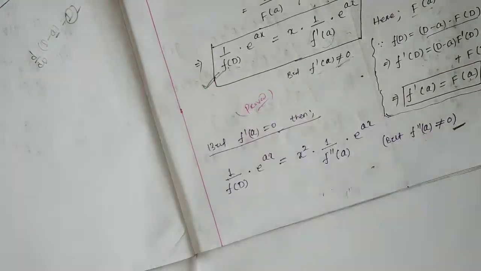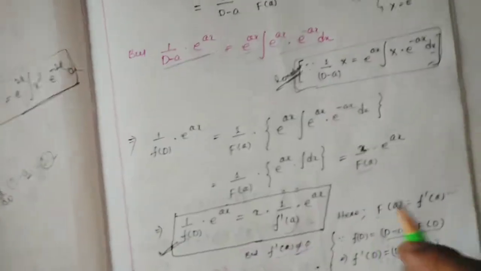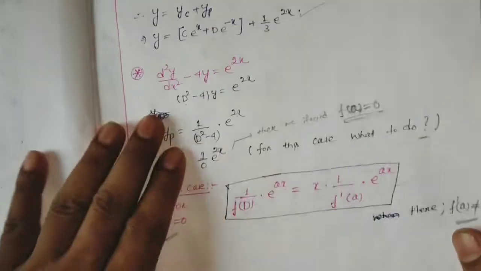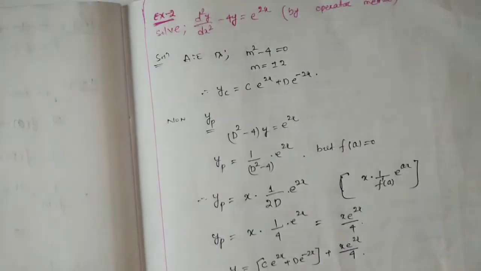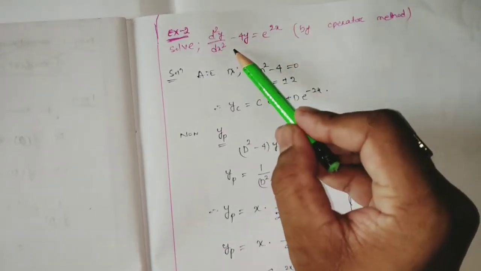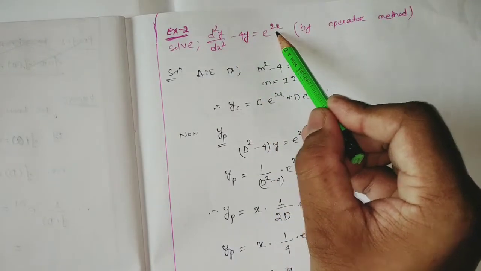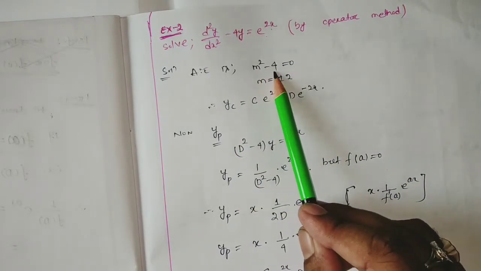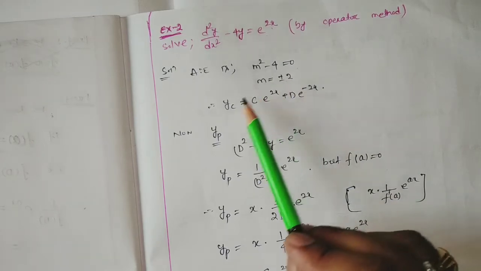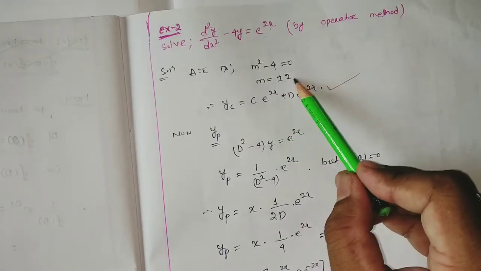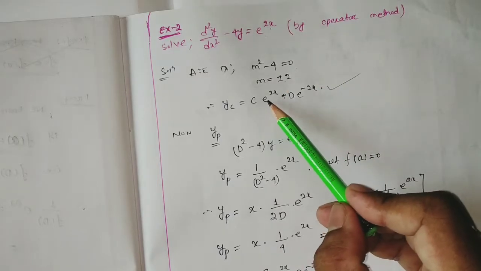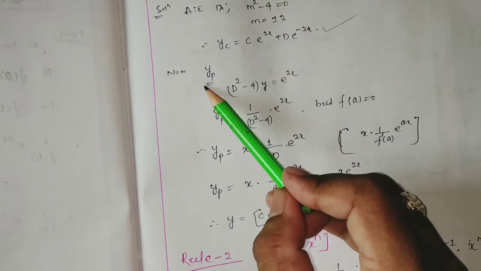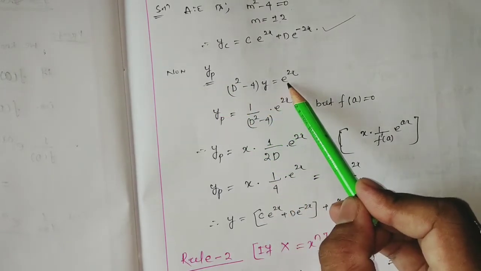So now, using this rule, we are going to solve this question. Here d square y by dx square minus 4y equal to e to the power x. So here the auxiliary equation is m square minus 4 equal to 0, m equal to plus or minus 2. So the complementary function will be c into these two distinct solutions: c e to the 2x plus d e to the power minus 2x, and corresponding yp we are now going to find out, that is d square minus 4 y equal to e to the 2x.